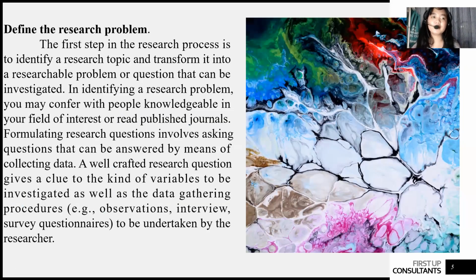Okay, so next is define the research problem. I already mentioned this. The first step in the research process is to identify a research topic and transform it into a researchable problem or question that can be investigated. In identifying a research problem, you may confer with people knowledgeable in your field of interest or read published journals. Formulating research questions involves asking questions that can be answered by means of collecting data. A well-crafted research question gives a clue to the kind of variables to be investigated, as well as the data gathering procedures to be undertaken by the researcher.